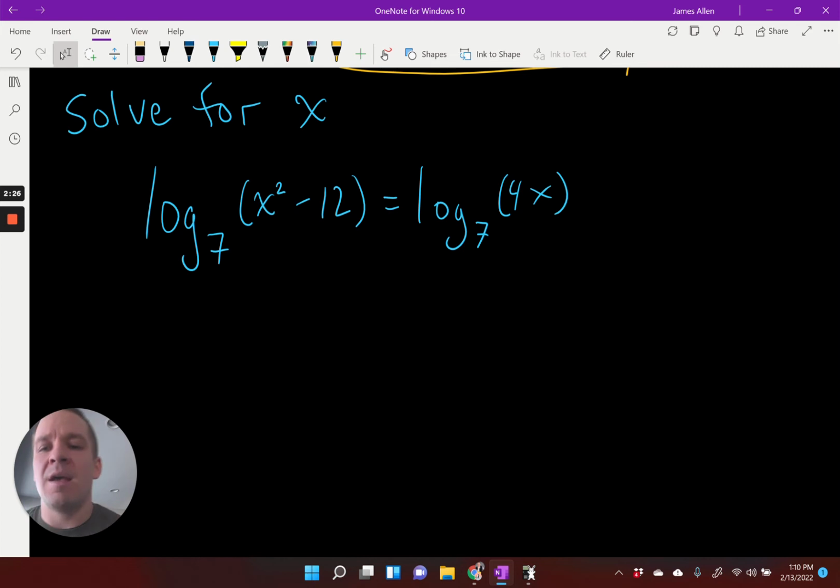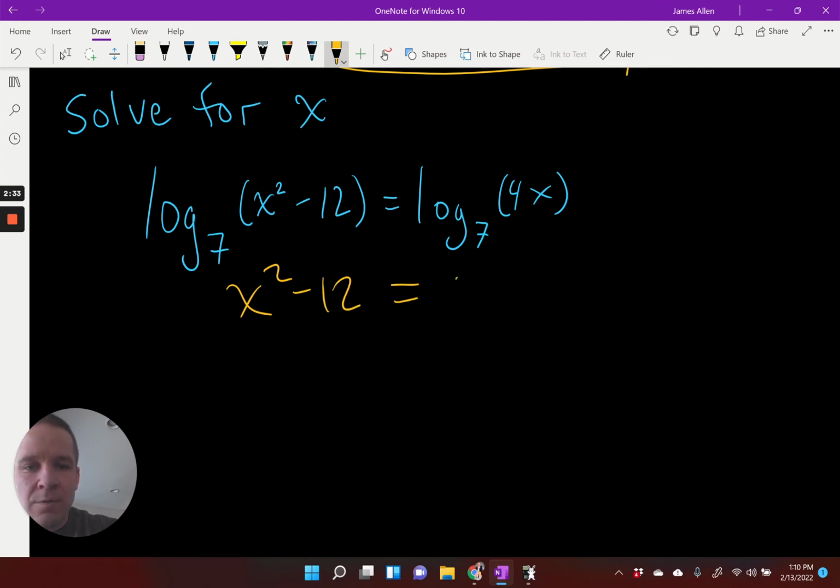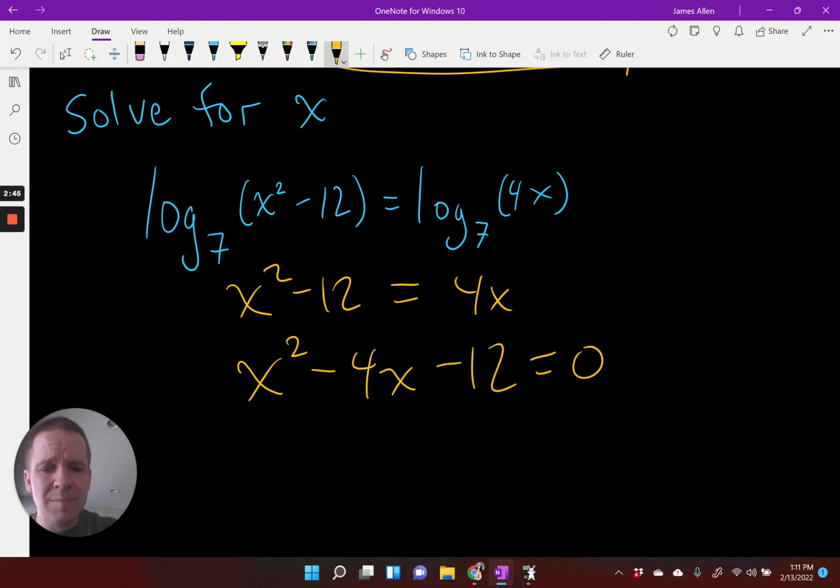How about this one here? Now I have the same logs again, right? I can use my one-to-one property. So I'm just going to have x squared minus 12 equals 4x. I got a quadratic again. I got to set it equal to 0 to solve, right? That's how I solve quadratics. Oftentimes we're freaked out when we see quadratics happen within the context of another problem. Oops, minus 12. And then we're like, what do we do?